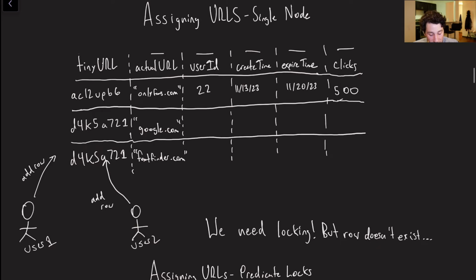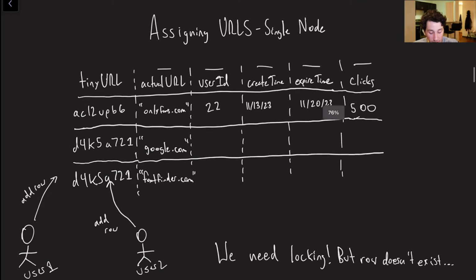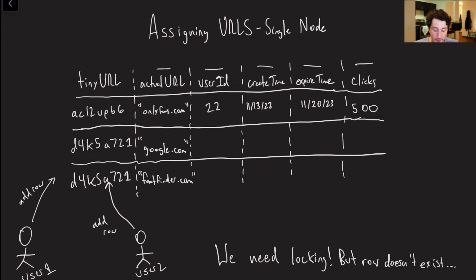Okay, so let's actually talk about our database schema and what things look like on a single node. So you can see I've got an index right here, or not an index, but an actual table, which has our TinyURL, and ideally we want this to be unique. Like I mentioned, we've got an actual URL, a user ID, a create time, an expire time. We'll talk about how to expire things towards the end of this video, and also a number of clicks, which again, we'll talk about towards the end of this video.